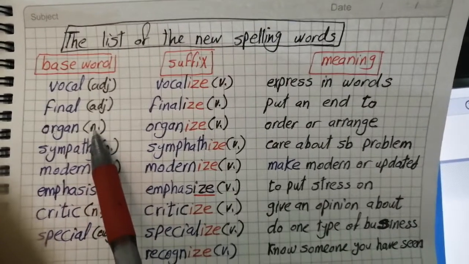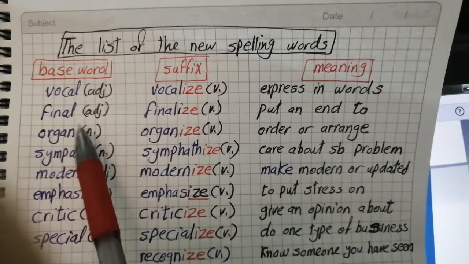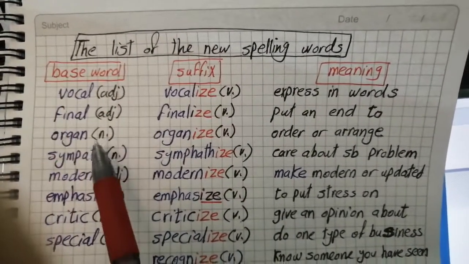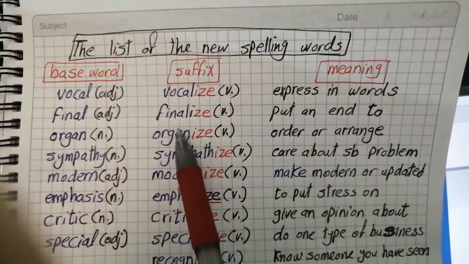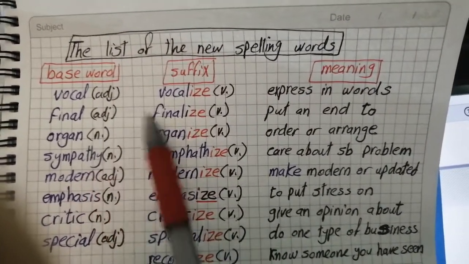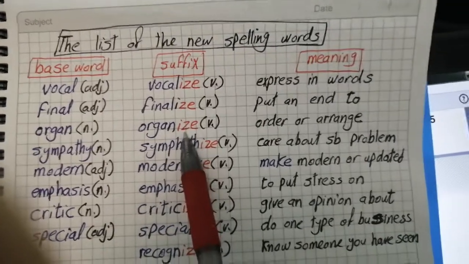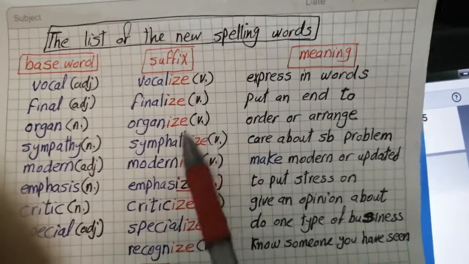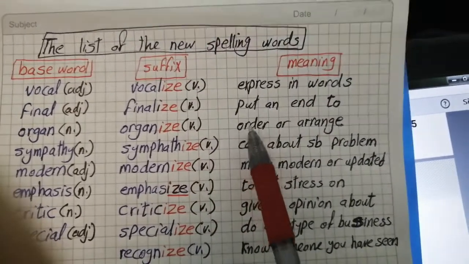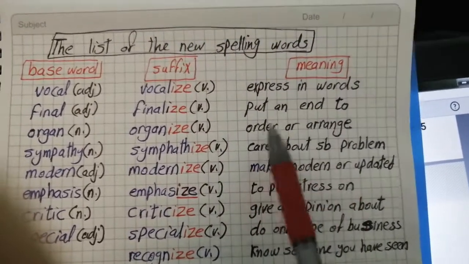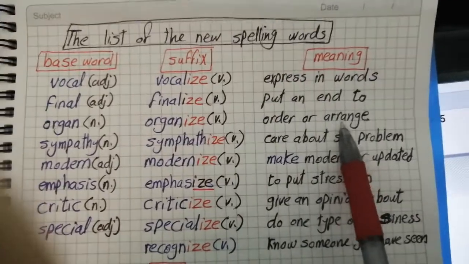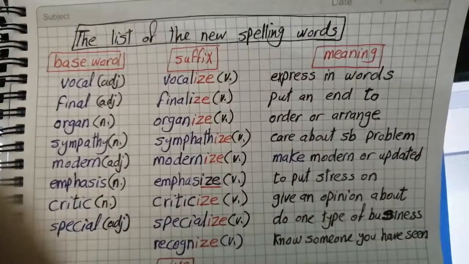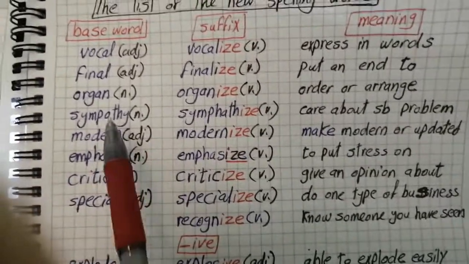Organ is a noun, a part of your body or a part of a group. So organ changes from a noun into a verb when adding ize. So organ, organize, and organize is a verb, means to make something ordered or arranged, or to order or arrange. For example, let's organize the new stuff to make it arranged.